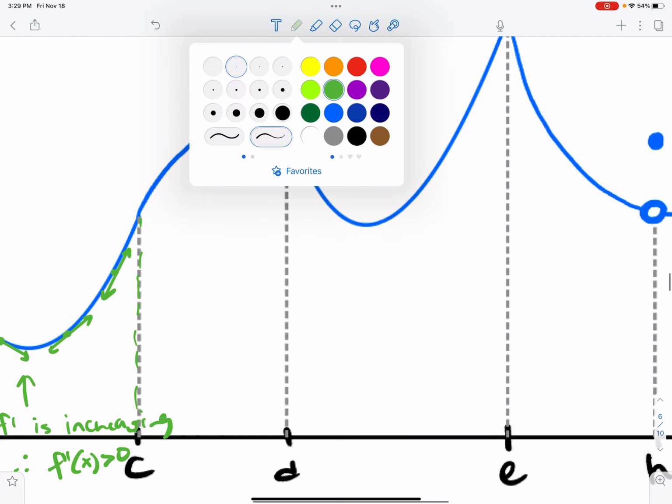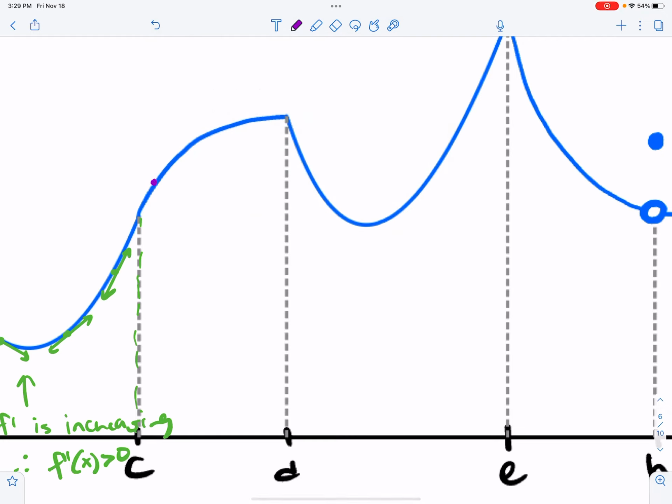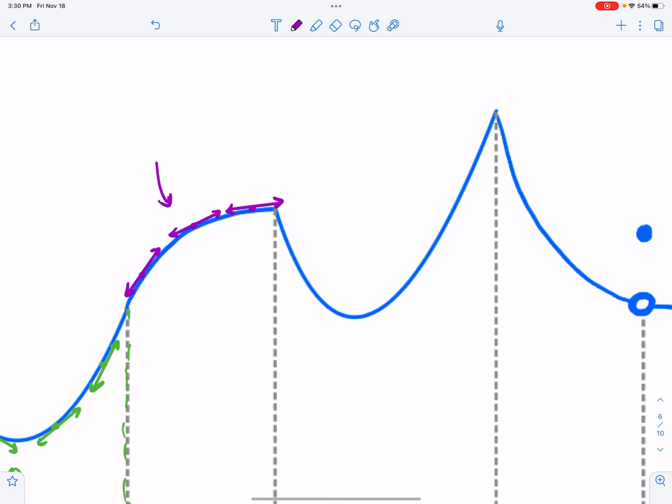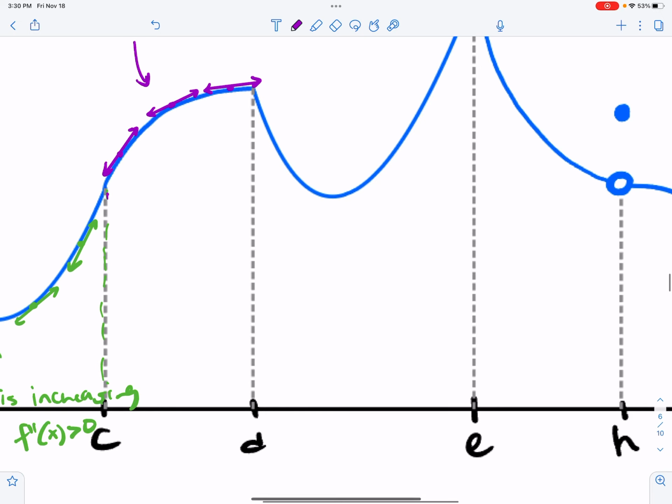And then if we move to the interval from C to D, so drawing a few tangent lines to the curve on that interval, it looks like those tangent lines are becoming less steep. All positive tangent lines on that interval, but they're becoming less steep, meaning f prime would be decreasing. And therefore f double prime would be less than 0. So that's from C to D.